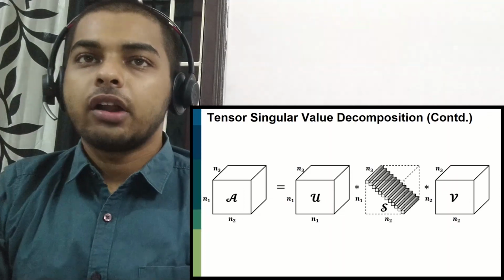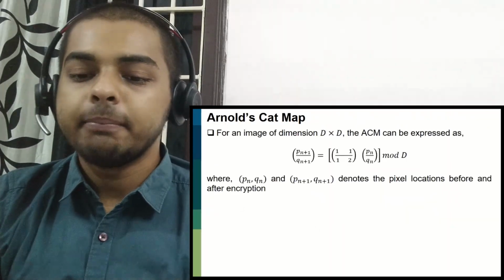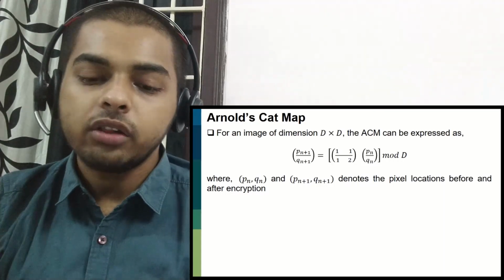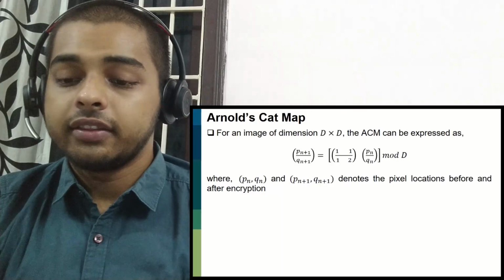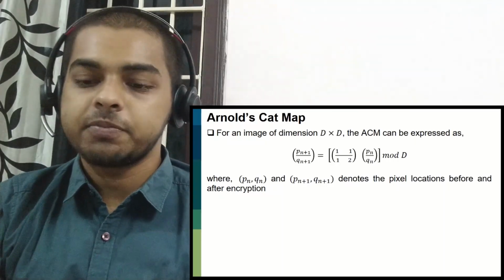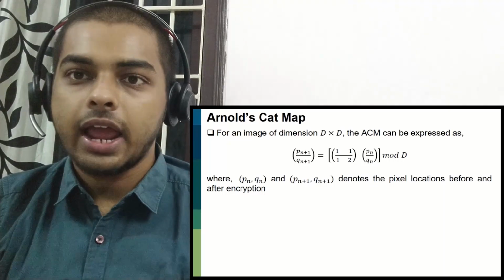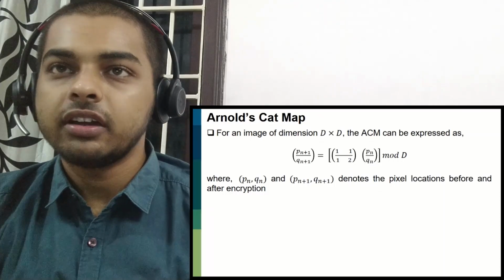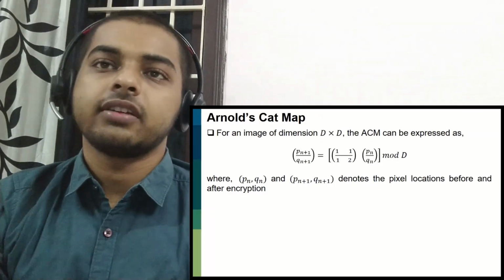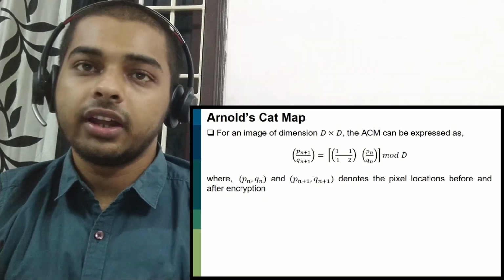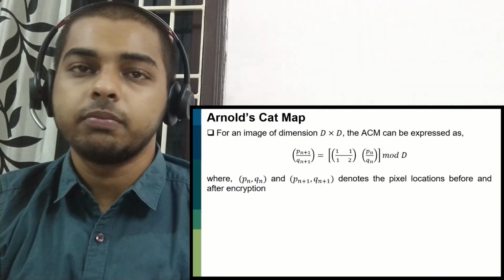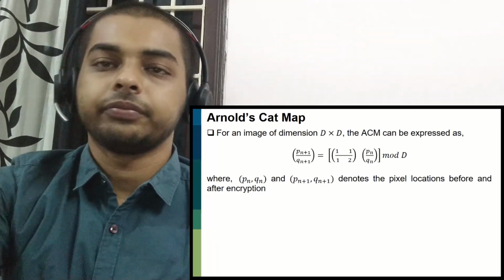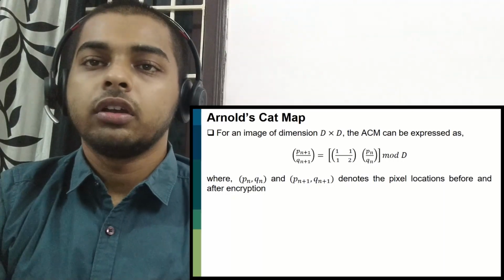So the next thing is Arnold's cat map. Arnold's cat map is a simple discrete chaotic system that stretches and folds the trajectories in phase space. Also, being an area preserving transform, the size of the image before and after encryption remains the same. Therefore, the encryption has no effect on the payload capacity of the watermarking framework. For an image of dimension d by d, the Arnold's cat map can be expressed like this equation, where P of n and Q of n denote the pixel locations before encryption, and P of n1 and Q of n1 denote the pixel locations after encryption. So here I have shown 4 images.